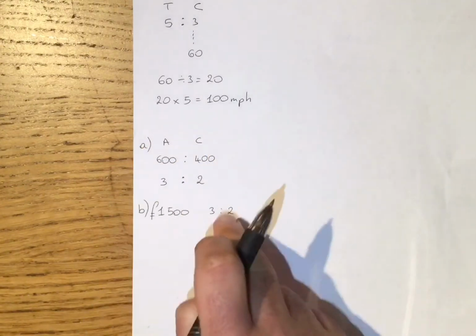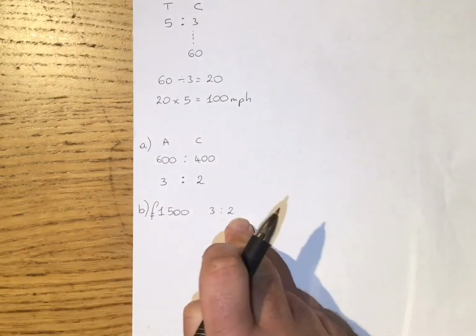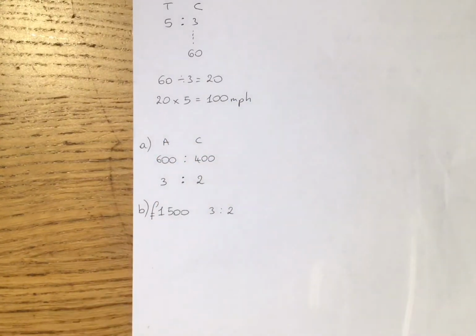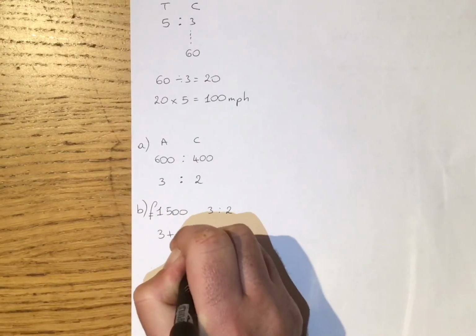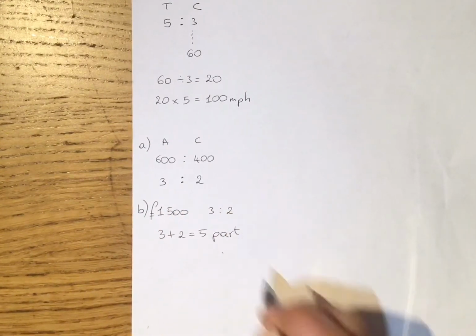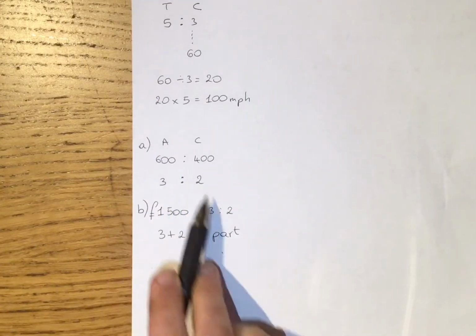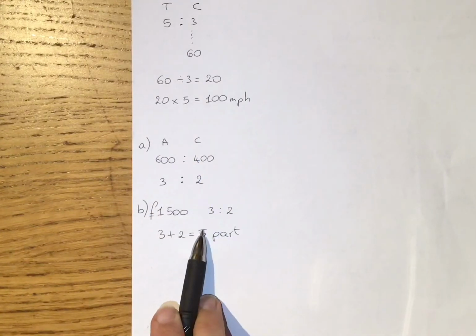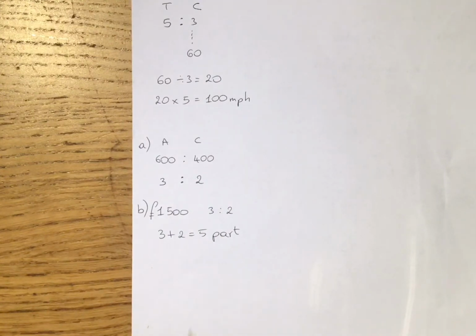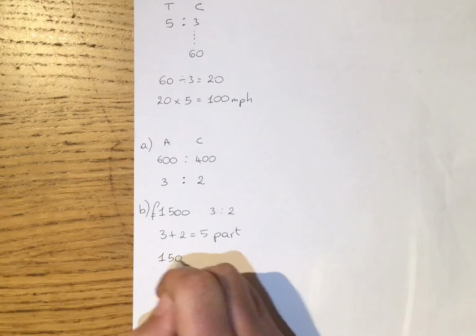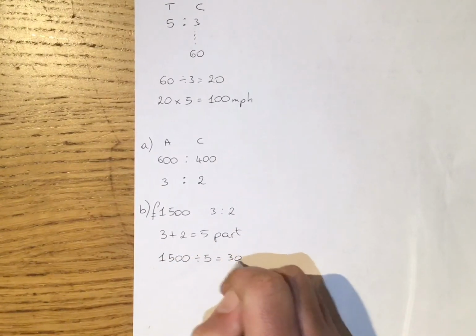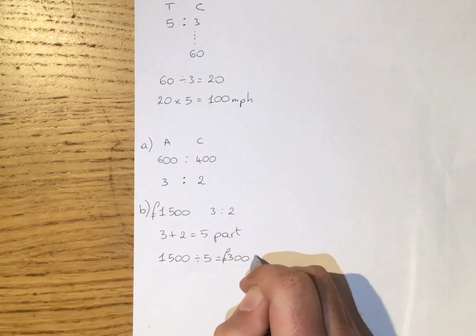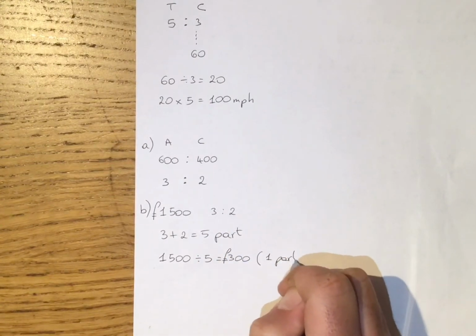Part B asks to share £1,500 in the ratio 3 to 2. So Angela gets 3 parts of that £1,500 and Carol gets 2 parts. The first thing we need to work out is how many parts there are altogether. There are 5 parts because Angela gets 3 parts and Carol gets 2. Now, how much is 1 part worth? We divide the amount we share by the number of parts, which gives £300, and this is what 1 part is worth.